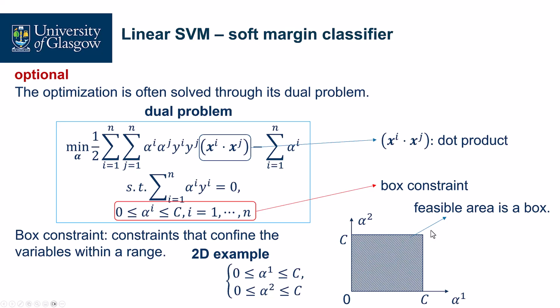So now we know this dual problem. By optimizing this dual problem, we get the optimal value of alpha i, then the soft margin classifier is trained, right? Then it can be used for prediction.